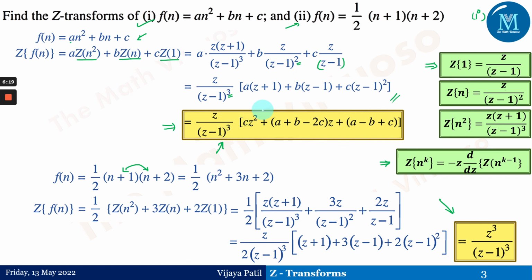Please stay connected and stay tuned for the upcoming sessions on the Z transform. The Z transform is a somewhat interesting topic, provided you understand all the theory, all the properties, and the Z transform of the standard functions in detail.